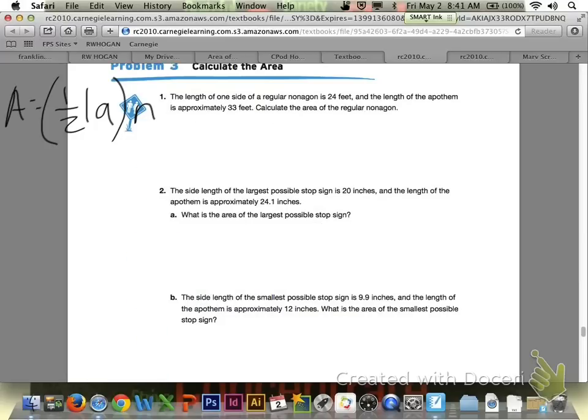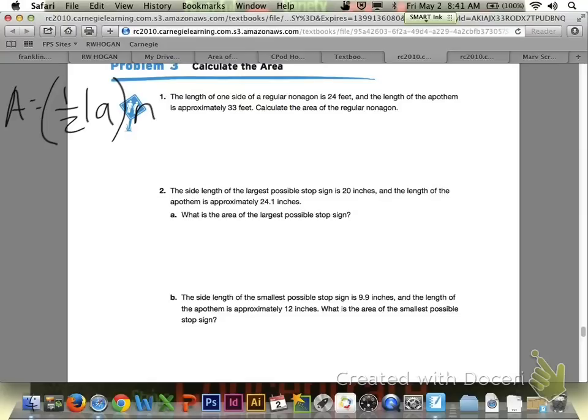We are going to skip problem 2 in 13.6, so let's move ahead to problem number 3 on page 890. What I want you to do is calculate the area for number 1 and then number 2, A and B. You can skip letter C. So go ahead and take some time.